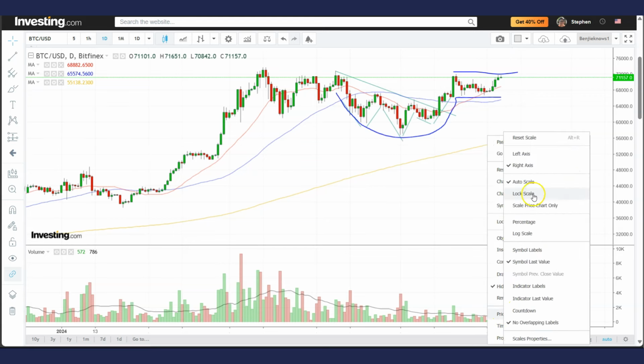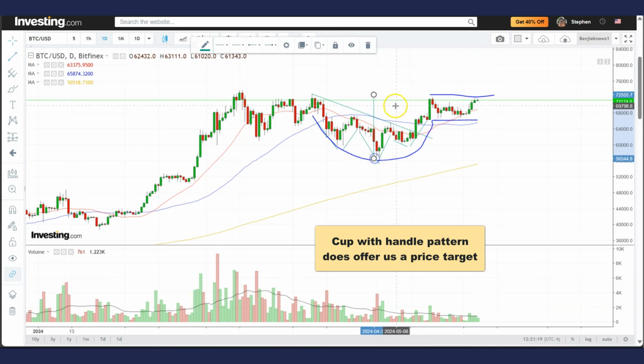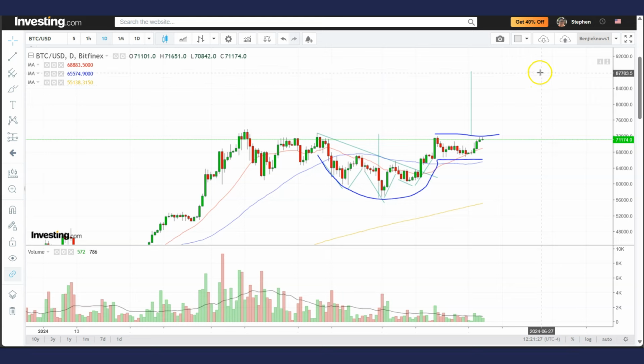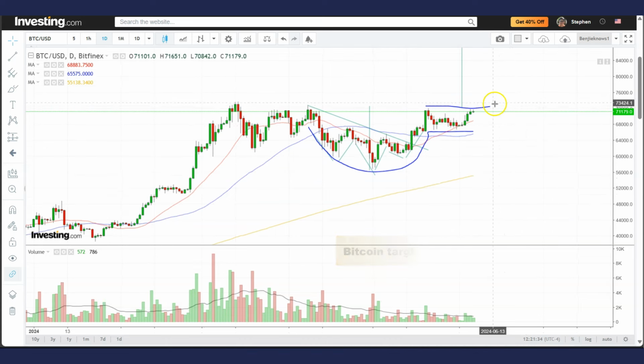For many of you, you might not know that the cup and handle does offer a target. You can take the height from the lows to the handle here, and if the breakout happens, we can project it higher from here, and we can get a Bitcoin target of 88,000. So for long-term investors and longer-term traders, here is a buy point for Bitcoin.